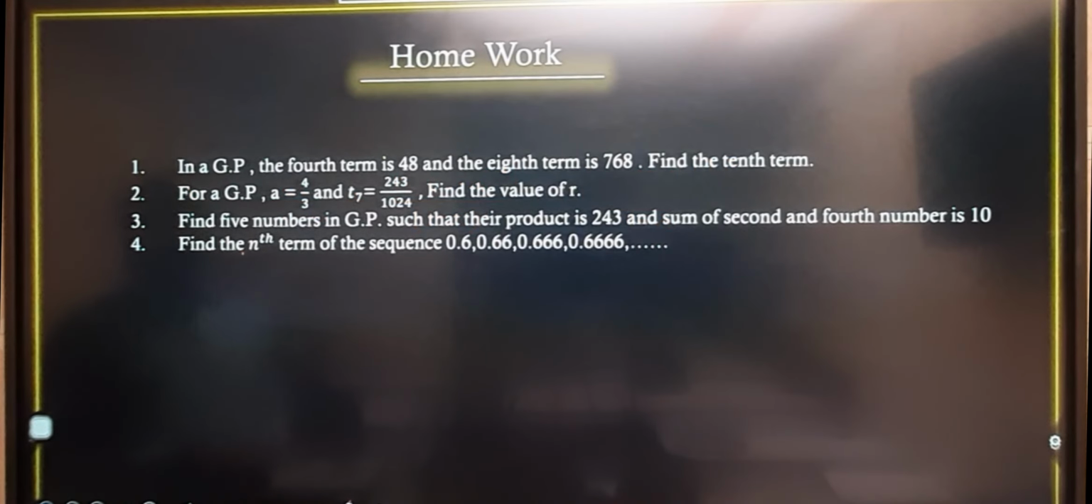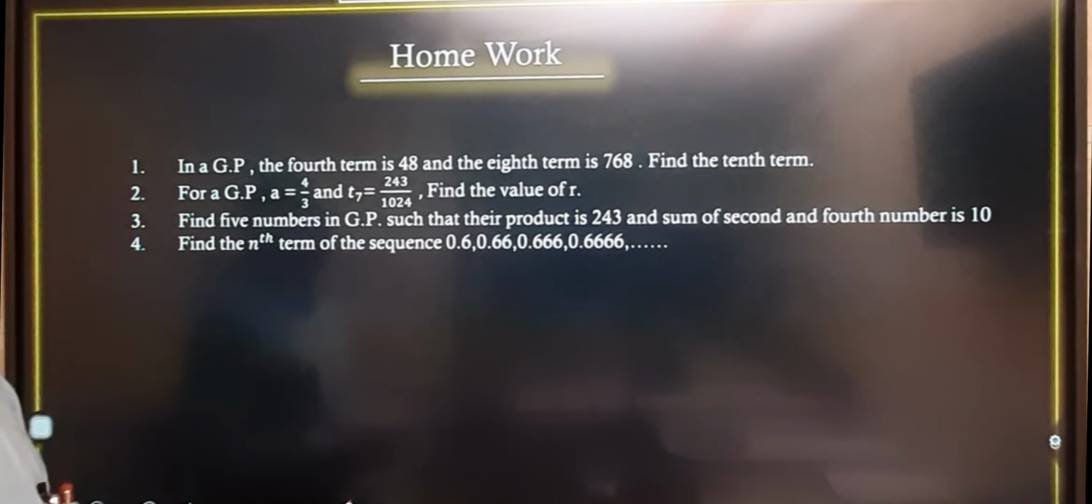So now this is homework. In a GP, the fourth term is 48. The eighth term is 768. Find the 10th term. So this you try based on the problems which we did.